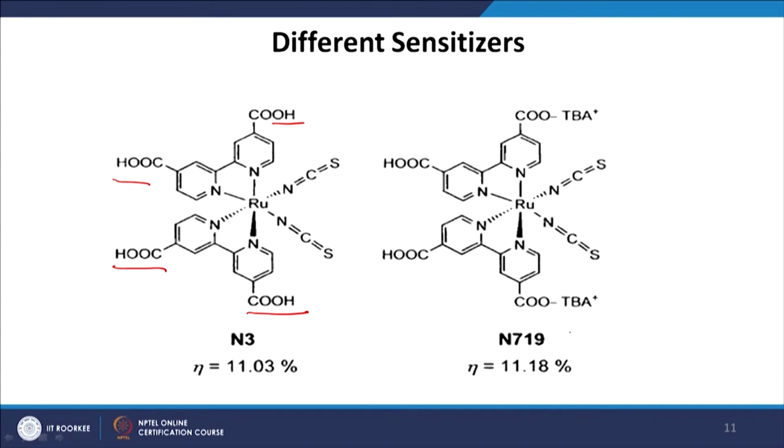The second example is N719. In this case also we have ruthenium at the center and there are some other complexes surrounding it, and then finally we have COOH, and we use tertiary butyl ammonium which replaces the H proton from the COOH and makes it a cationic dye, and this COOH can also anchor on the TiO2 surface. The efficiency for an N3 dye is 11.3% and for N719 11.18%, but this efficiency number can be further improved by optimizing some of the parameters.